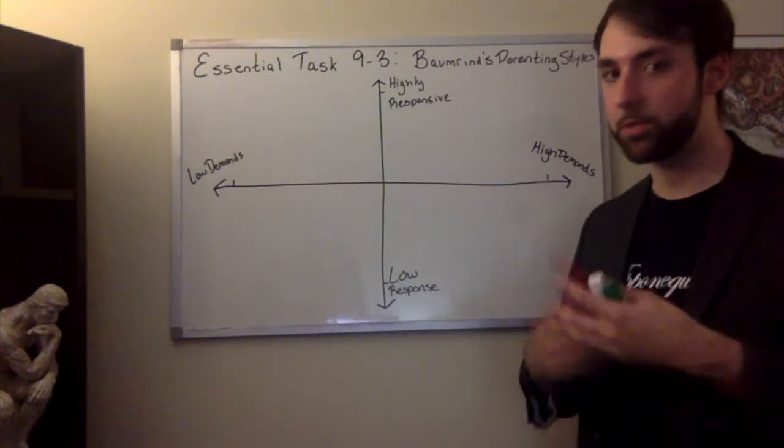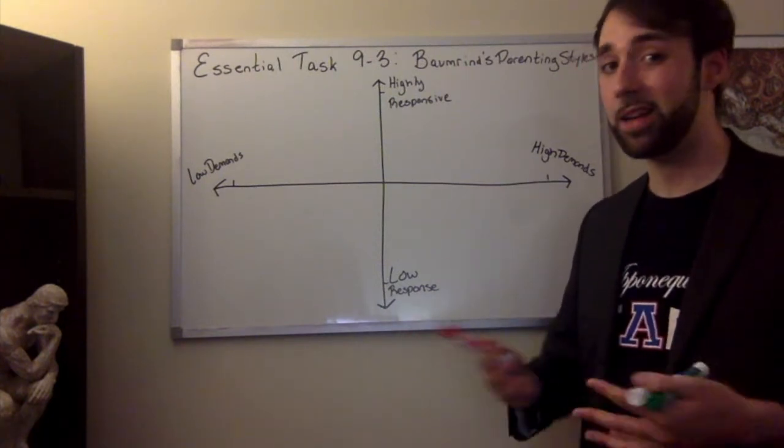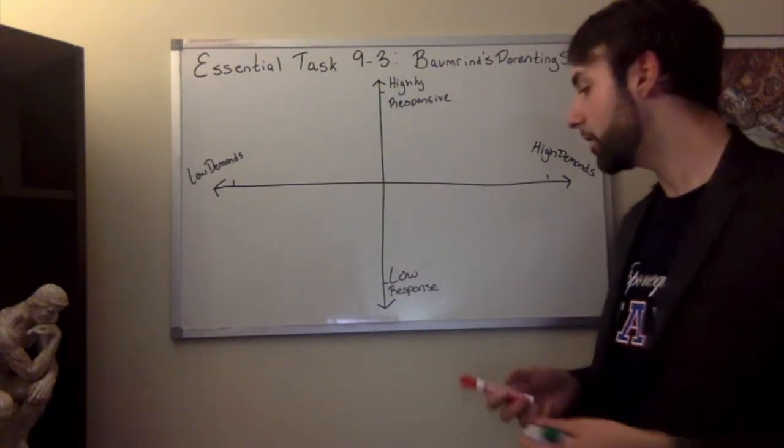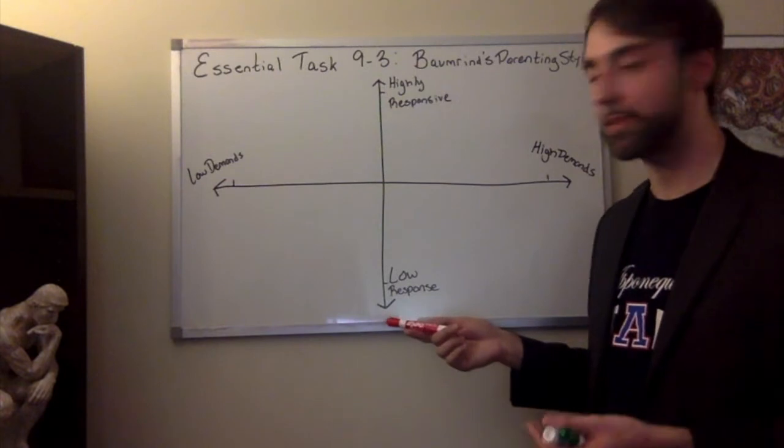Low responsive is a parent who's simply not there. They're not necessarily there to provide basic needs. They're not there to provide emotional needs. The parent is what we call low responsive.